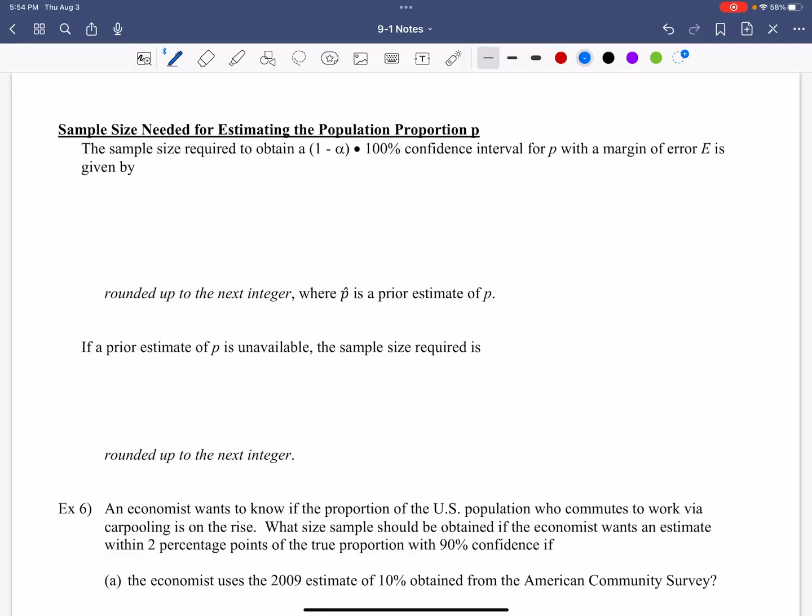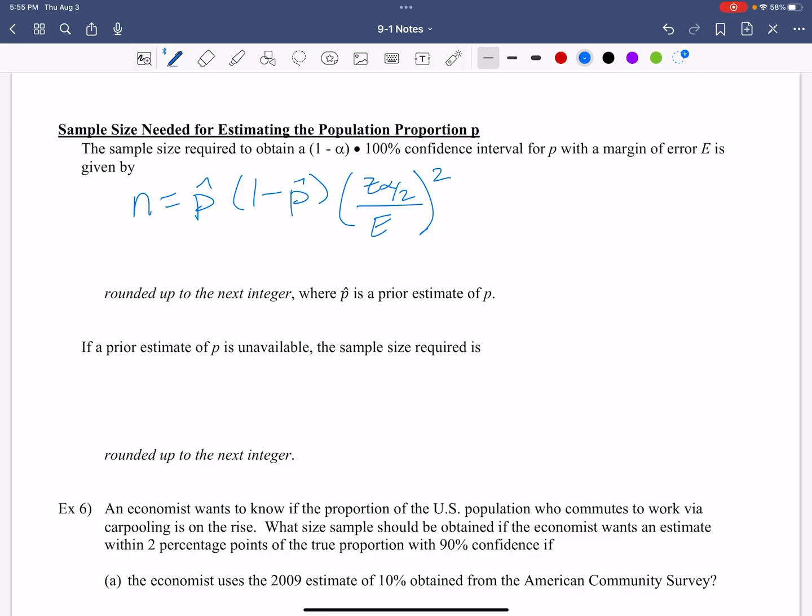All right, here's the last piece that we're going to talk about in terms of population proportion. We've done our confidence intervals. Now we're going to talk about sample size for the population proportion. The sample size required to obtain this level of confidence for P with a margin of error E, same things we've been looking for, is given by this formula. N, sample size is always represented as N, P hat times 1 minus P hat, and here's that critical value, Z of alpha divided by 2 over E, and then that quantity is squared.